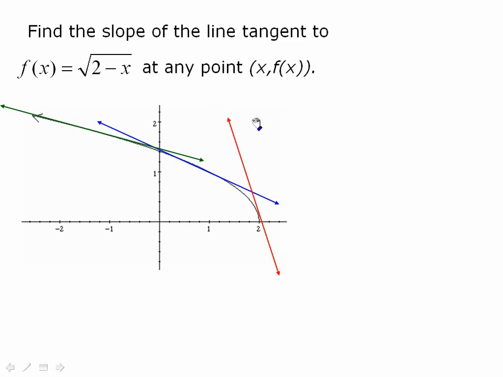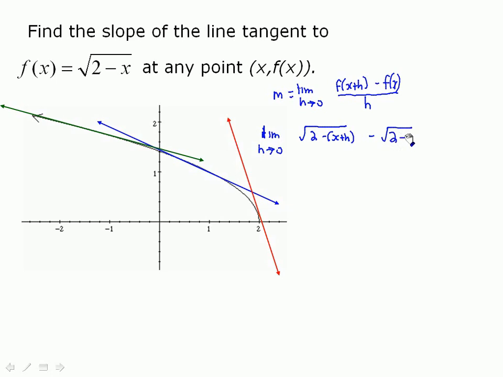So to do that, we remember this very important formula. The derivative is found by taking the limit as h approaches 0 of f at x plus h minus f at x, all over h. So then the limit as h approaches 0, let's be real careful with this one, f at x plus h is going to be the square root of 2 minus x plus h, and then minus f at x is the root of 2 minus x. So be careful. You had to replace the x with x plus h, all over h.